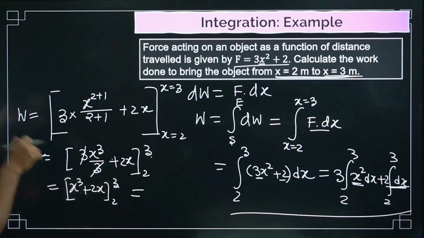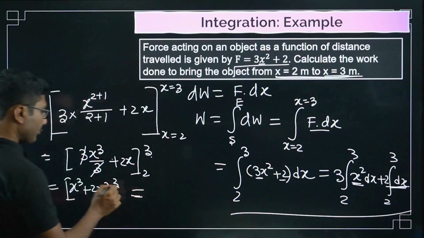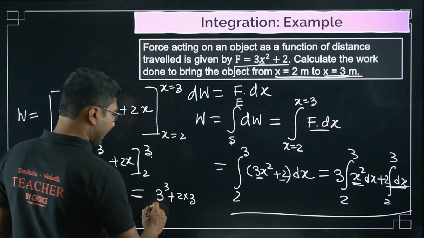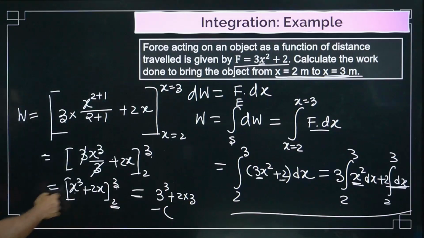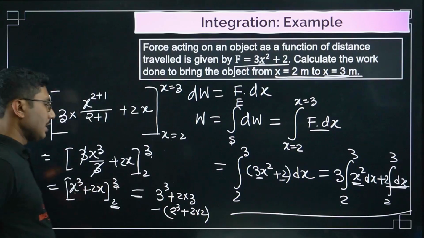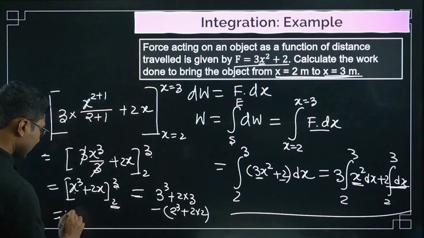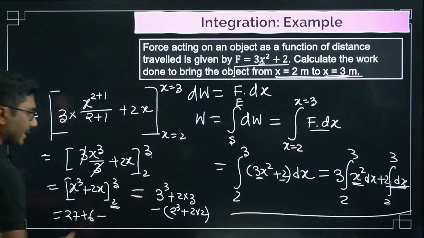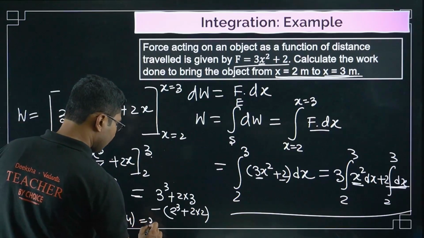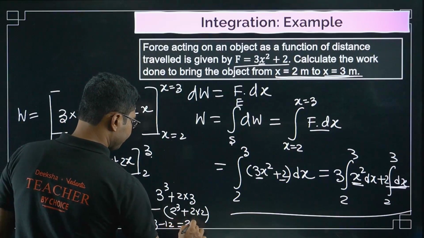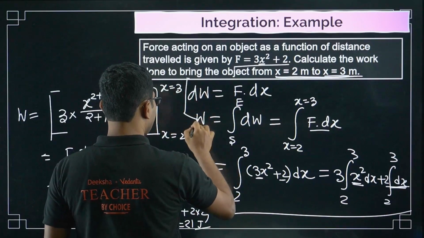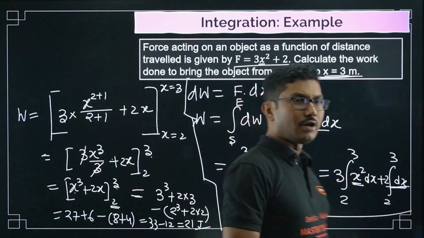Now how to solve it? First you have to put 3 in place of x in all places. So if you put 3 here, you will get 3 cube plus 2 into 3, and then minus of, now you have to put 2 in all places, 2 cube plus 2 into 2. So 3 cube is 27. So 27 plus 6 minus 8 plus 4, that is 33 minus 12, so it will be 21 joules. Again, in physics, the unit is important, so always be careful about the units. This is how you generally solve integration related problems.